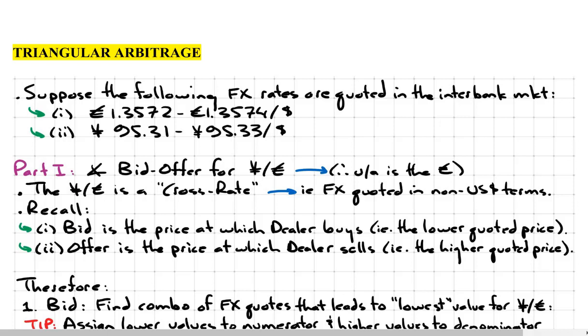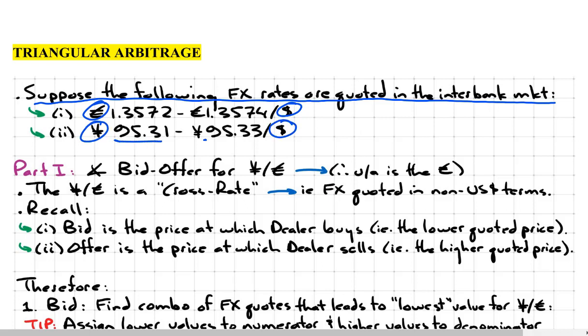Triangular arbitrage. Suppose the following exchange rates are quoted in the interbank market. Now, the interbank market refers to the market in which the dealers trade among themselves. And in the interbank market, we have two exchange rates quoted. One, we have the euro relative to the dollar, and the other quote is the yen relative to the dollar.